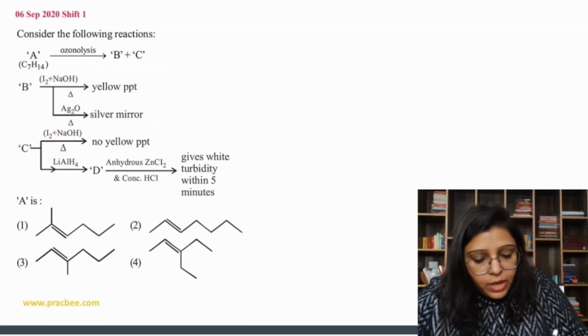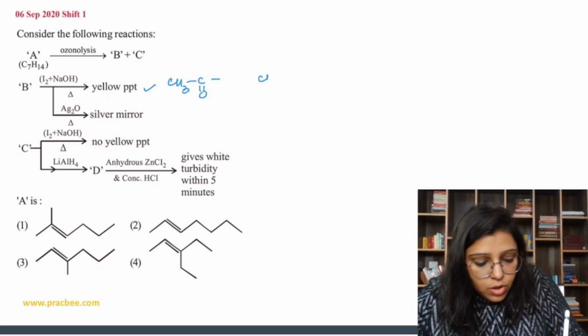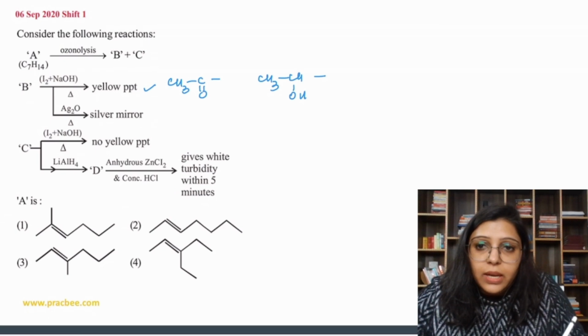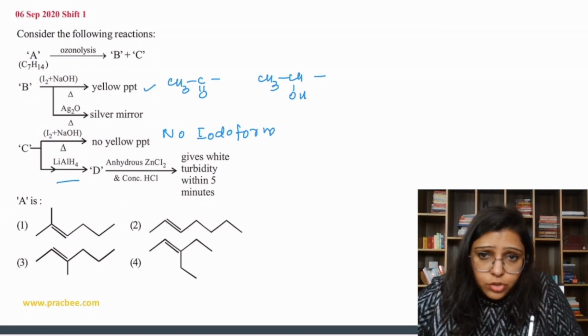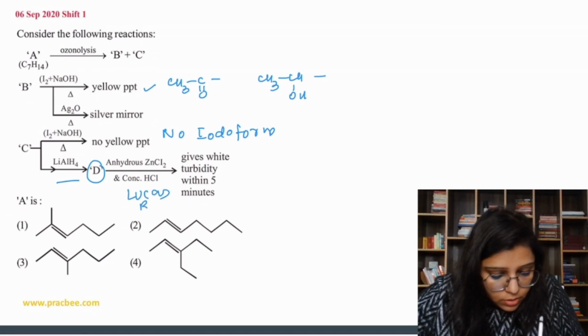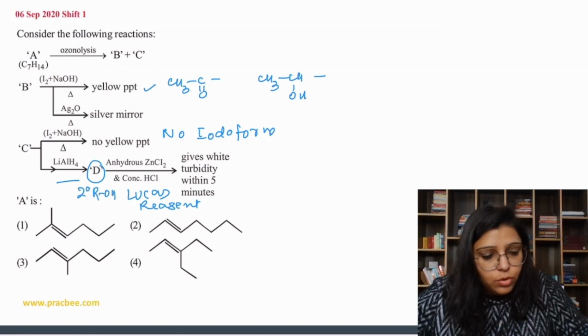Now next, A on ozonolysis gives B and C. In B we have a yellow precipitate. It means we should be having this group, either this group or the CH3CHOH group. Ag2O silver mirror means B can form a silver mirror. Next, I2/NaOH, no iodoform test for C. Then C on reduction gives D, which on reaction with Lucas reagent gives turbidity after 5 minutes. That means D should be a 2 degree alcohol. So we have to look at the options.